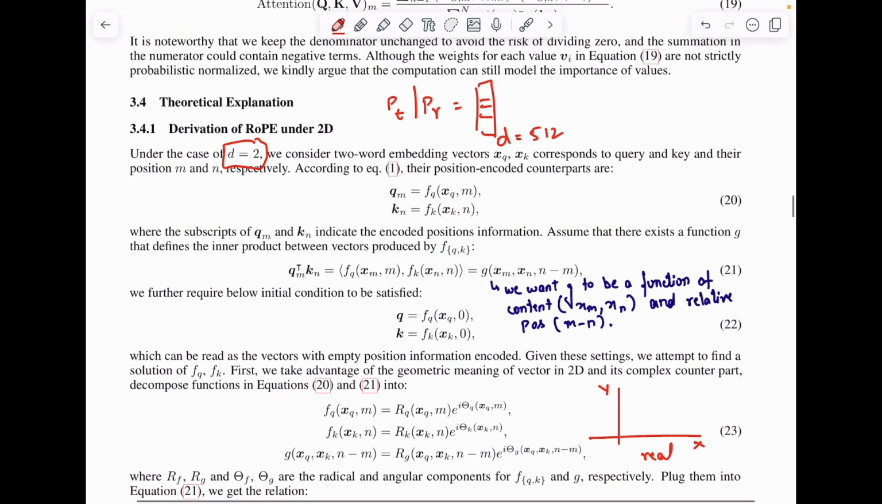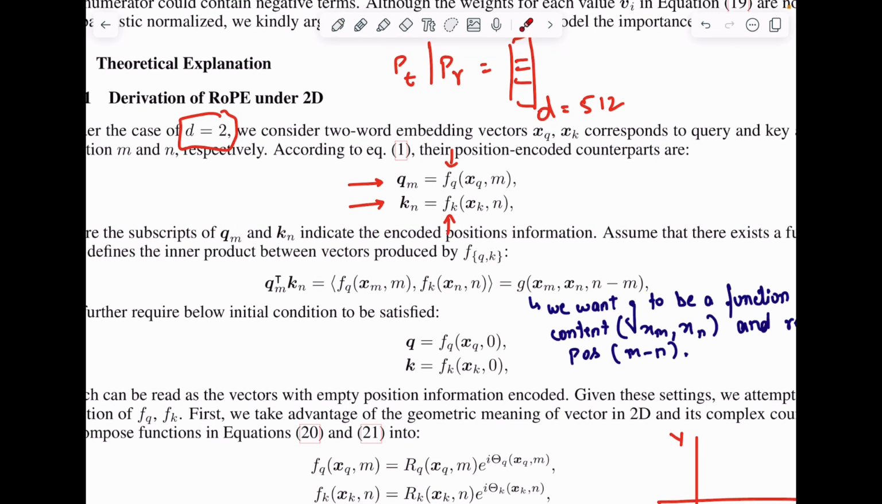Okay. So now in this case, what they do is that let's say you have a query vector qm and a key vector kn. These are represented correspondingly by fq and fk. Let's focus on qm first. We have a query vector qm, which is represented by fq, a function which takes two arguments. First is the content at position q, second is the position at which the content is lying, that means m.